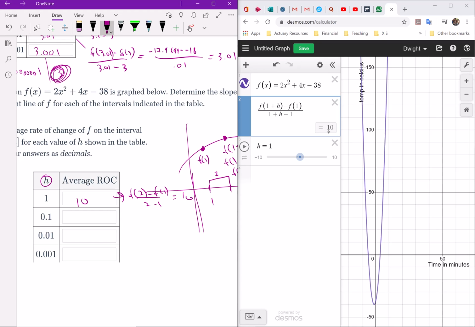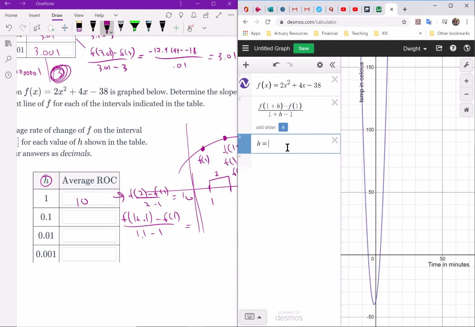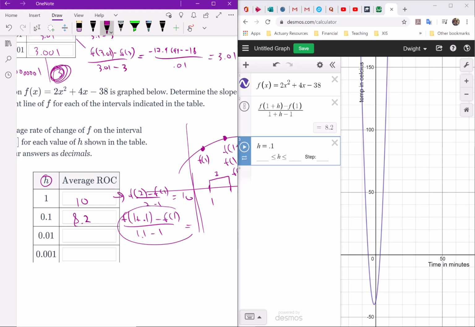When h is 0.1, it's going to be f of 1 plus 0.1, because that's our h value, minus f of 1 over 1.1 minus 1, right? So basically f of 1.1 minus f of 1, you plug them in there, or you get Desmos. In this case, h is 0.1, and you get a slope of 8.2, right? If you work this out, you should get 8.2. If I do 0.01, I get 8.02.